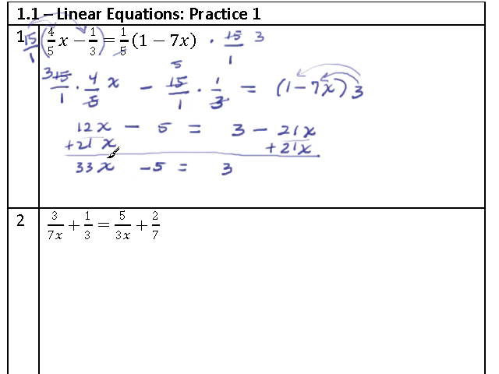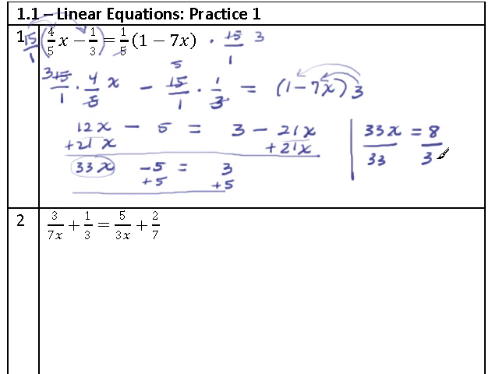All right, and let's isolate the x term. We'll just add 5 to both sides. And we have, I'll just continue over here, 33x is equal to 8. And finally divide by 33. And here's our solution, x is equal to 8 over 33.